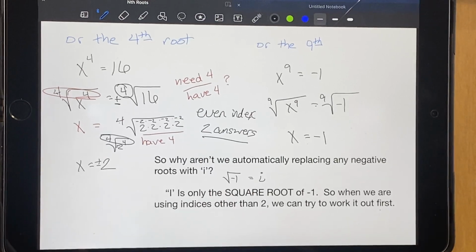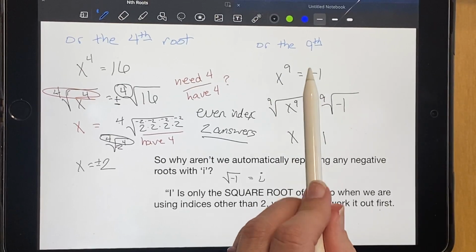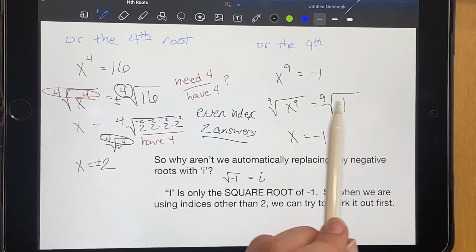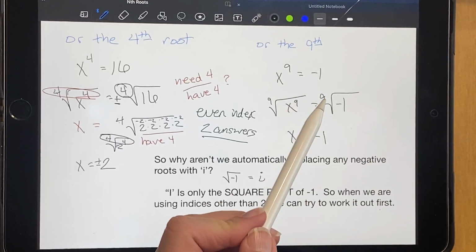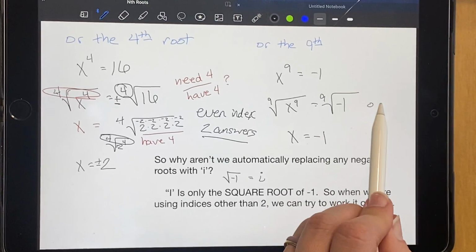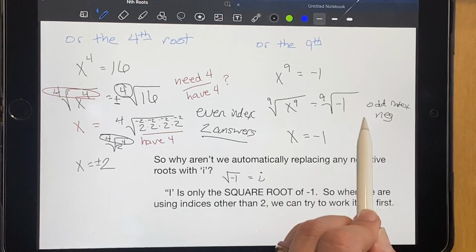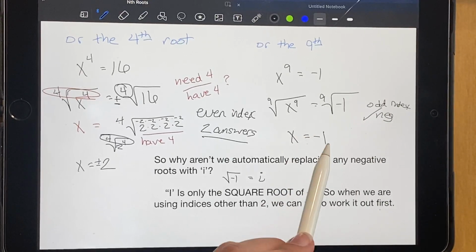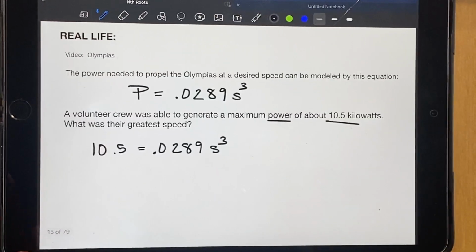And we already talked about the i's here. So in this case, when we have a 1, remember the root of 1 is always 1. So in this case, I had the 9th root of a negative 1. Is that allowed? Okay. Odd index can give me a negative answer. Yes, it's allowed. So my answer would simply be negative 1 for that one.